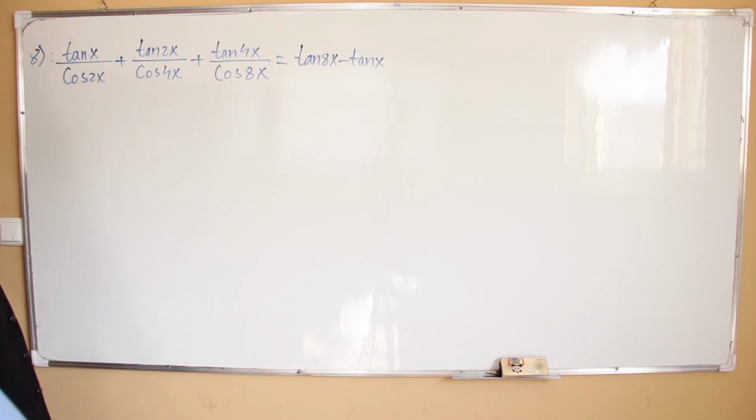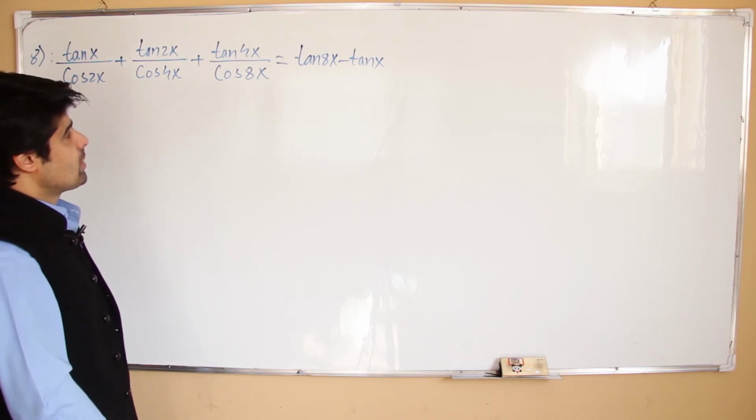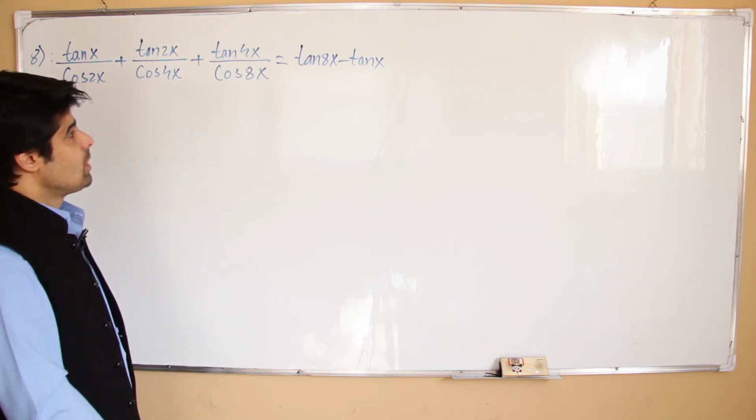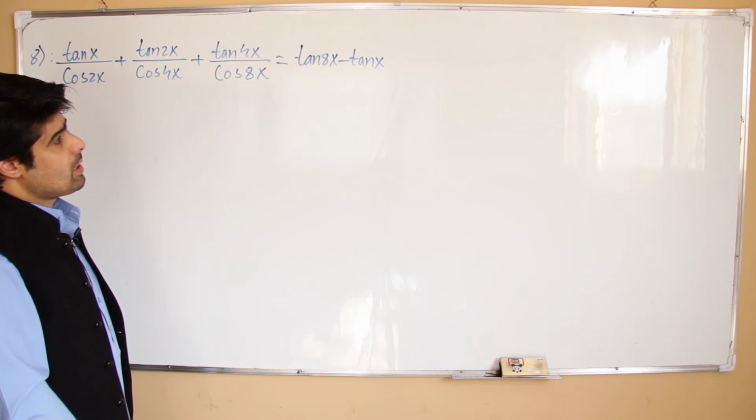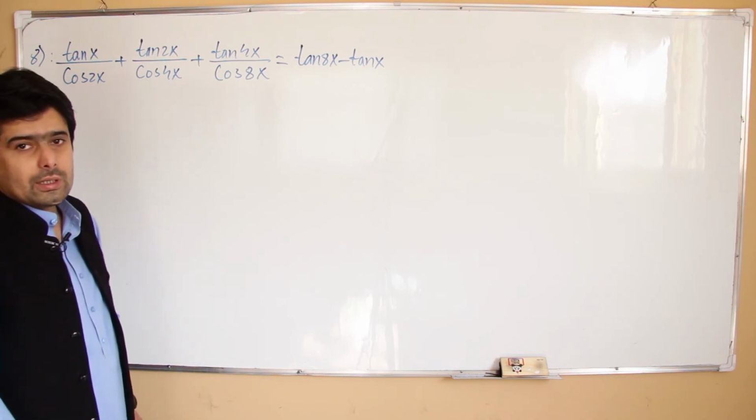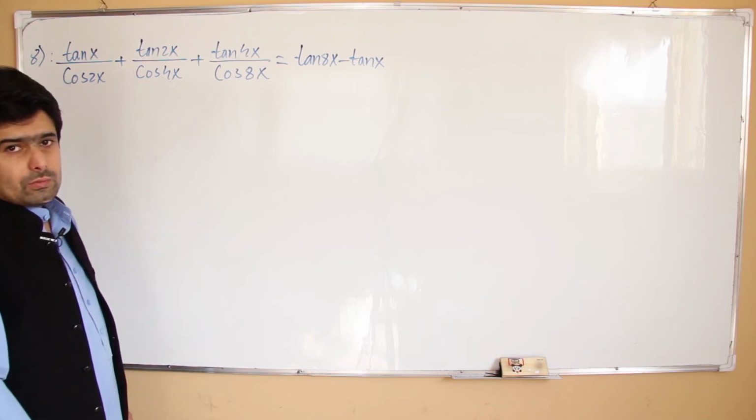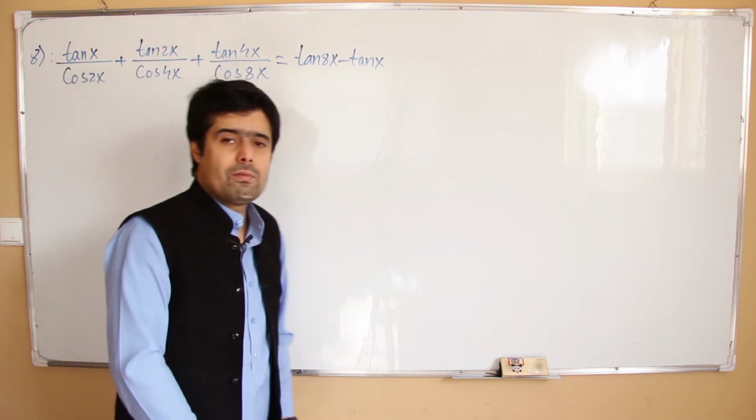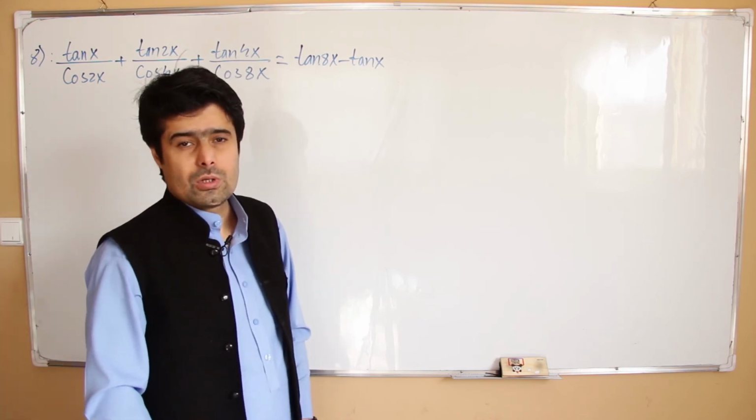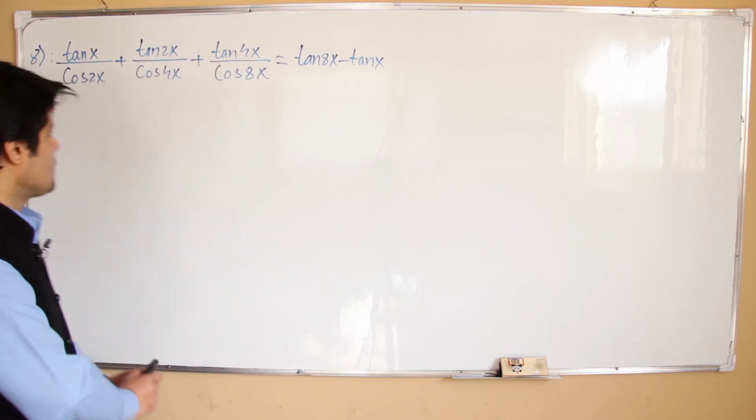Question number 8. Tangent x divided by cosine 2x plus tangent 2x divided by cosine 4x plus tangent 4x divided by cosine 8x is equal to tangent 8x minus tangent x. You have to prove the left side should be like the right side. Now what can we do? One thing we know is if we have a mix of the trigonometric ratios, please change all of them to sine and cosine. It would be easy.